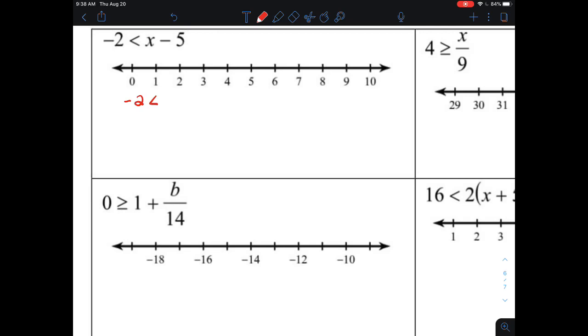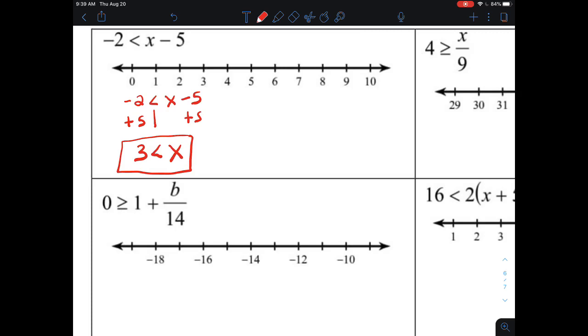So I have negative 2 less than x minus 5. I'm going to isolate the x. So I'm going to move that minus 5 to the other side. So I'm going to add 5 to both sides here. And negative 2 plus 5 gives me 3. And then don't do anything with your inequality sign. Keep dropping it down. And then I have x here. And so this is our inequality.